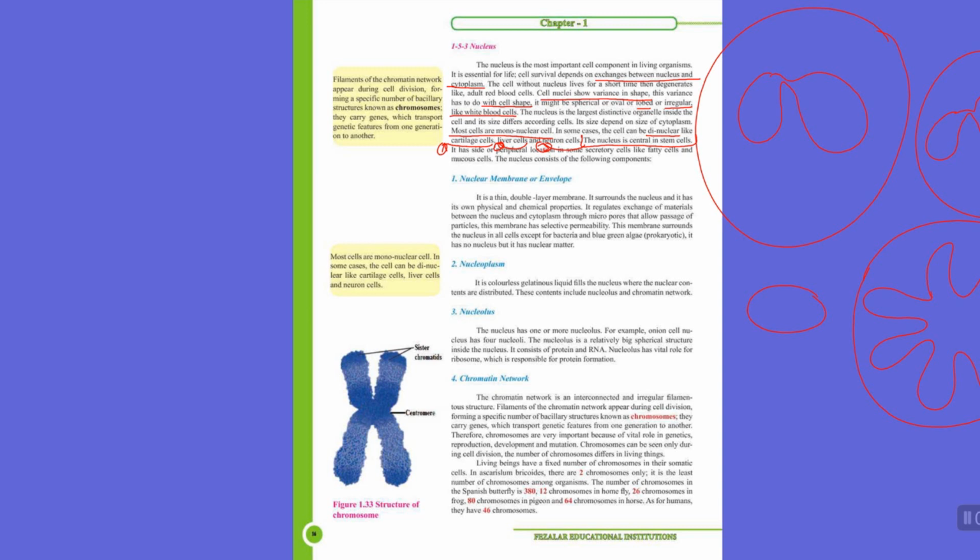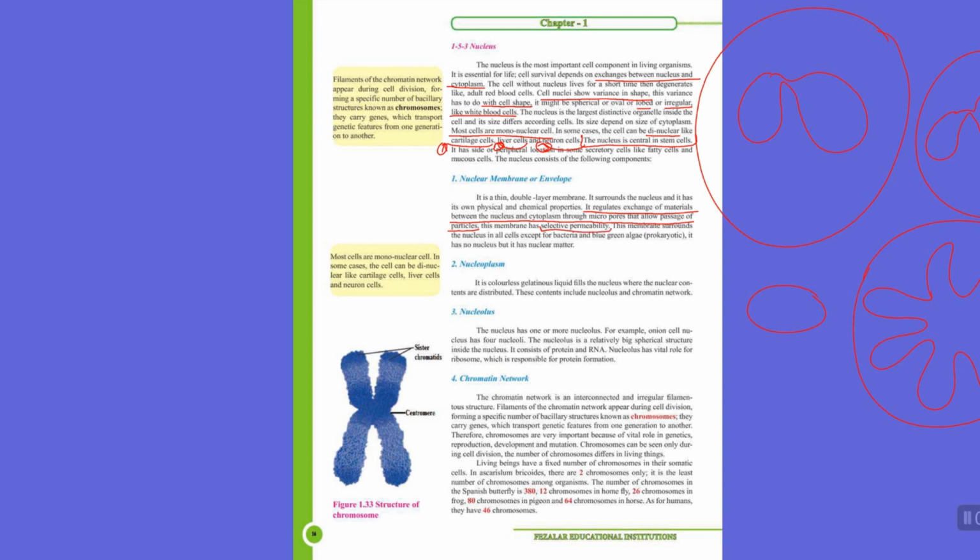It surrounds the nucleus and it has its own physical and chemical properties. It regulates exchange of materials between nucleus and cytoplasm through micropores that allow passage of particles. Function similar to the cell membrane, but for the cell membrane we said exchange of material between cytoplasm and external environment. For the nuclear membrane, it is between cytoplasm and nucleus. This membrane has selective permeability.